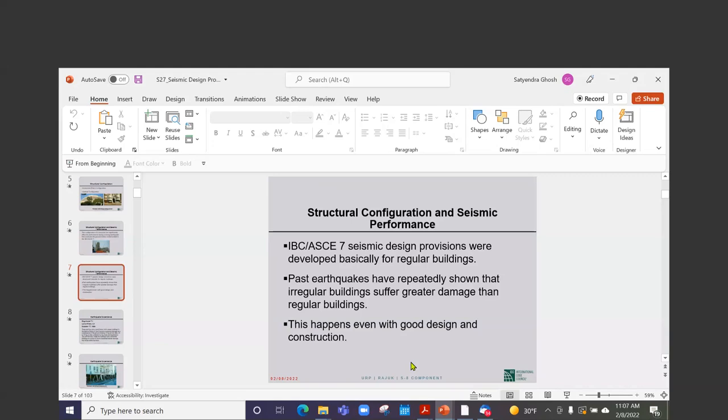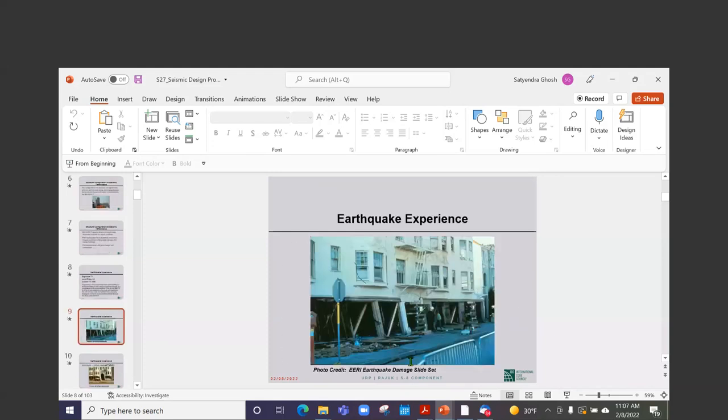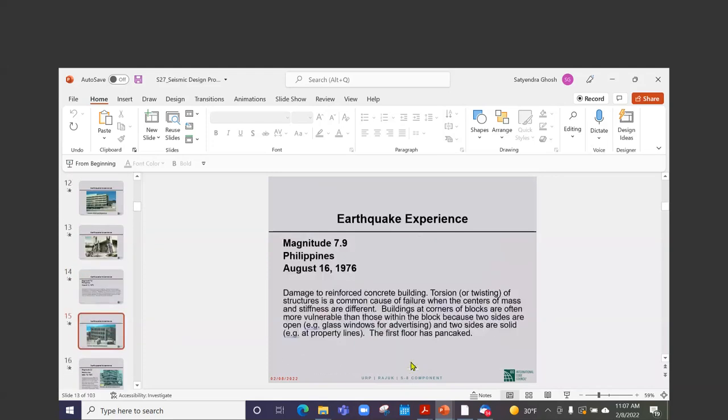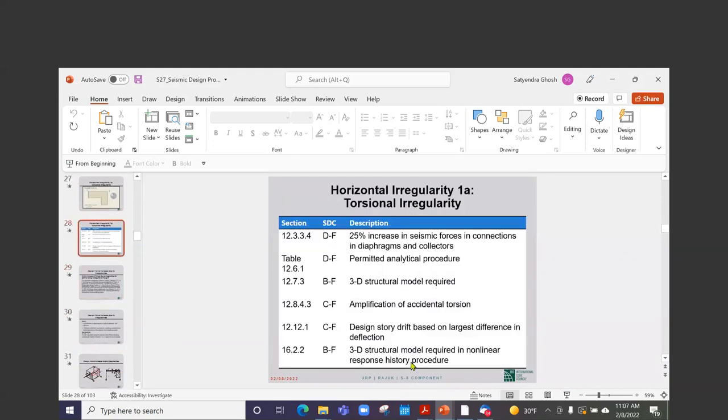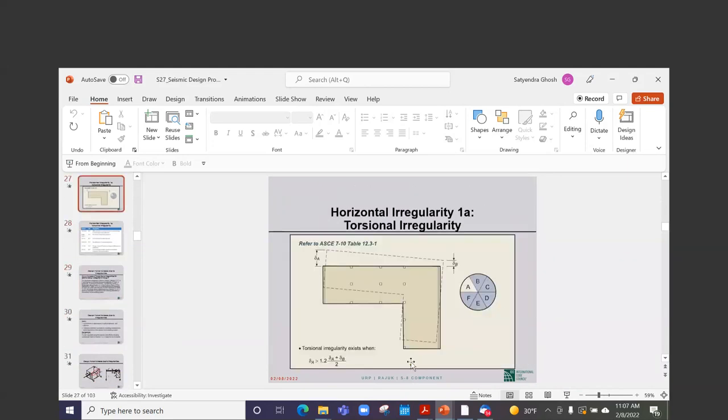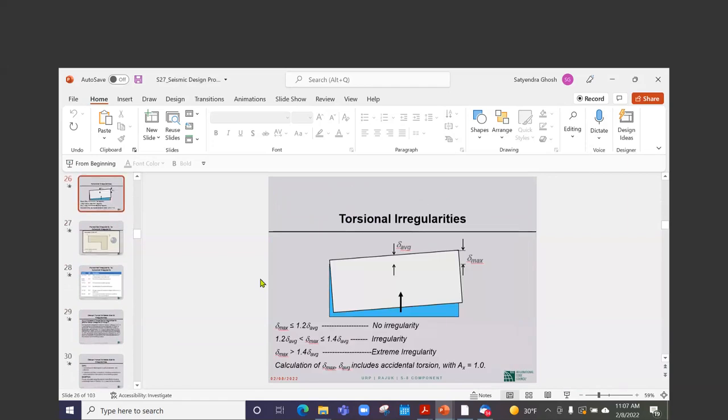There is no difference between ACI 7 and BNBC. We probably should not have used the lowercase delta. We did not mean to. Yeah, I think that's a very good point that came out. We should change those to uppercase delta, interstory drift.